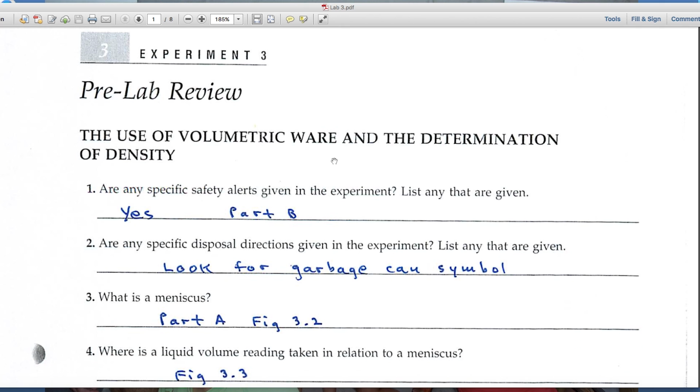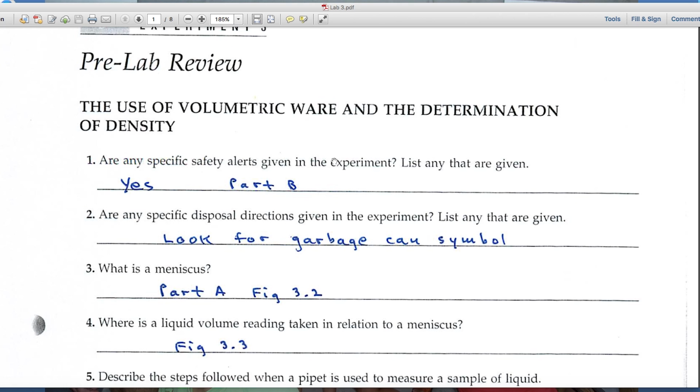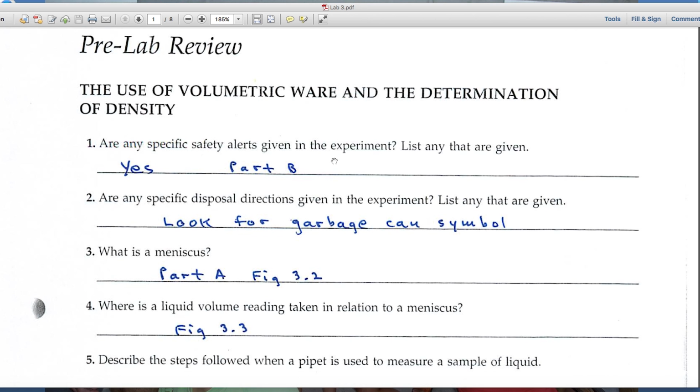And question number 1 is always the same in each of the labs. Are there any safety alerts? And from this point on, the answer will probably always be yes. And in this case, there's one in Part B. So have a look at Part B.